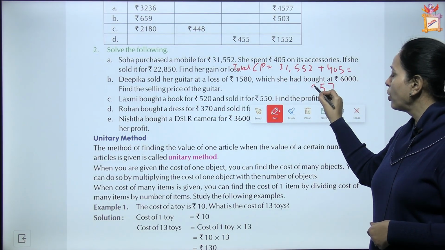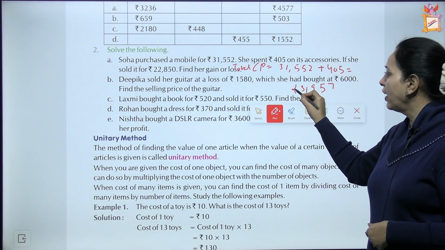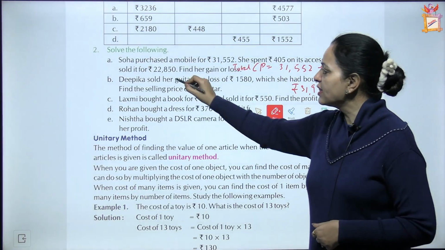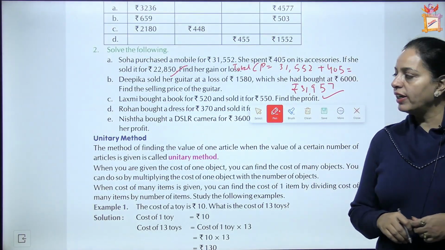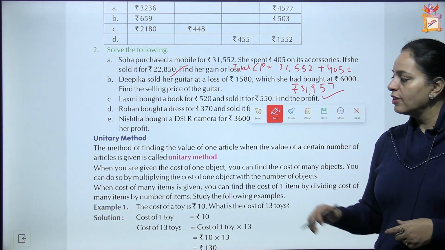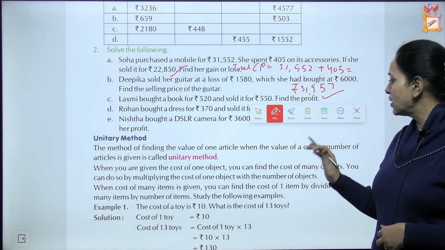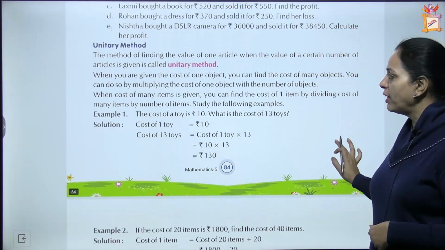5 plus 4 9, 31,957. And this is the SP. SP is smaller, it means there is a loss. So CP minus SP. Similarly, you can try remaining parts.